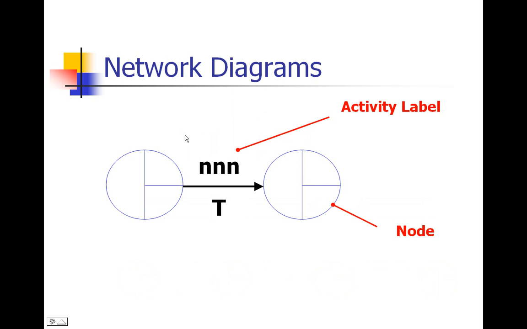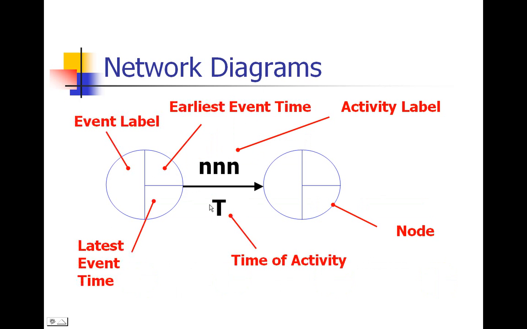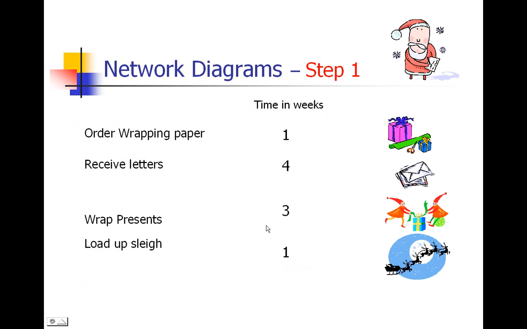So a network diagram consists of these building blocks: a process step with two nodes either side, an activity label and a T underneath, which is the time of activity. And then within the node we start putting some additional information, which is we can put a label in there for sophisticated analysis. We put the earliest time that event can start here and the latest time it can start here. So think about Santa Claus as an example, we've got 4 process steps and the time here in weeks.